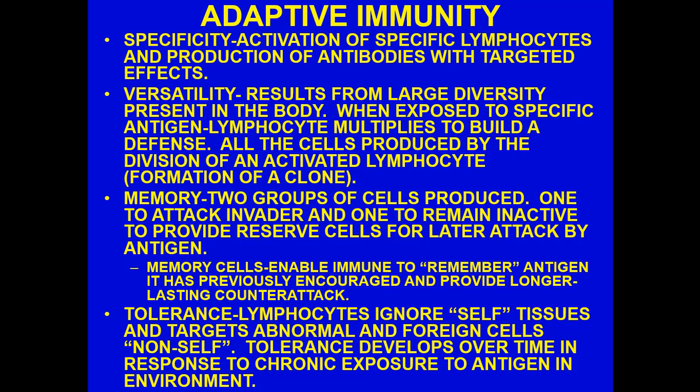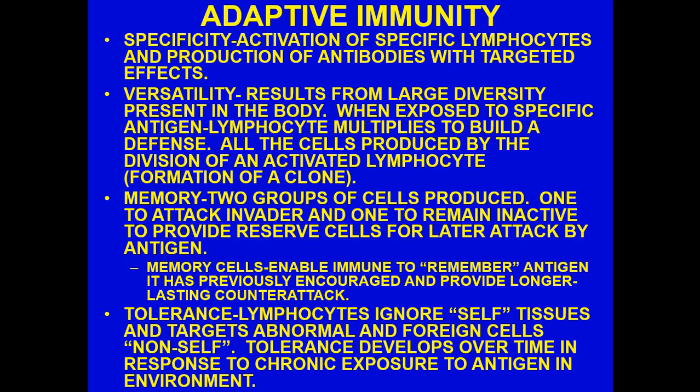Tolerance. Lymphocytes have to ignore self-tissues. In other words, they cannot start acting on your own tissues. That's a bad thing. That's where you're going to get into autoimmunity. So basically, you have to be able to target abnormal and foreign cells and classify them as non-self. But self-tissues, you've got to leave alone.